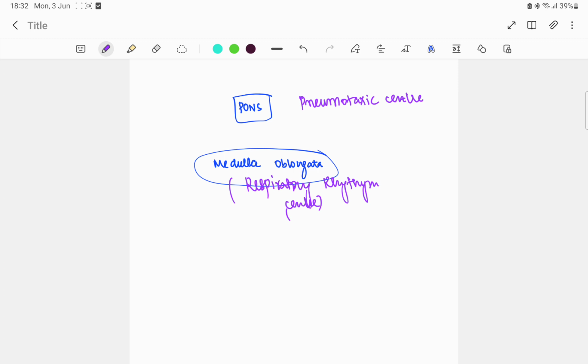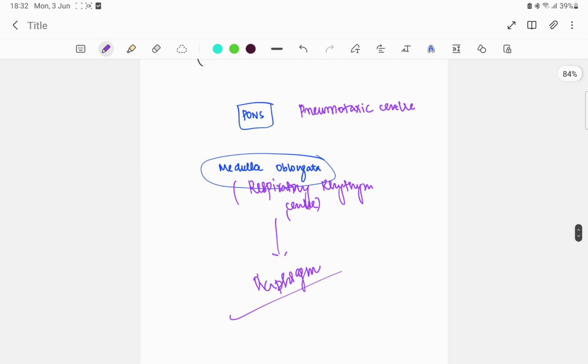The respiratory rhythm center is the one which sends impulses to the diaphragm. It makes the diaphragm contract. So whenever the respiratory rhythm center is active, inspiration is happening because the diaphragm is contracting, isn't it? Whenever the diaphragm is contracting, inspiration happens in the lungs, so that there will be air entry from the atmosphere into the lungs.